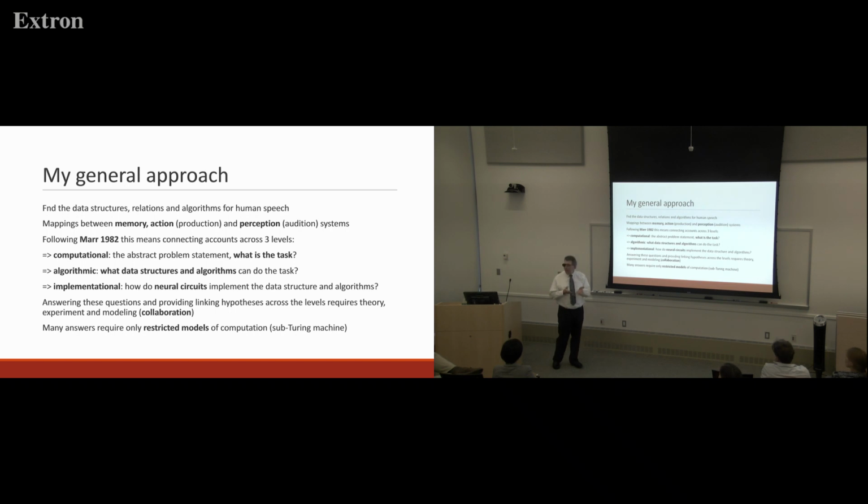So answering these questions and providing the linking hypotheses between these two things, I think, is the very important part of my work. And this necessarily involves collaboration. Really, at this point, I have hardly any single authored publications in the last 15 years. And I'm proud of that fact. So, I know there are other ways to work, but I love working with people. And one of the things that we found out, I think, is that many of these answers require only restricted models of computation. That is, you don't need a full Turing machine to solve the problem. And so that's also going to play a role here.